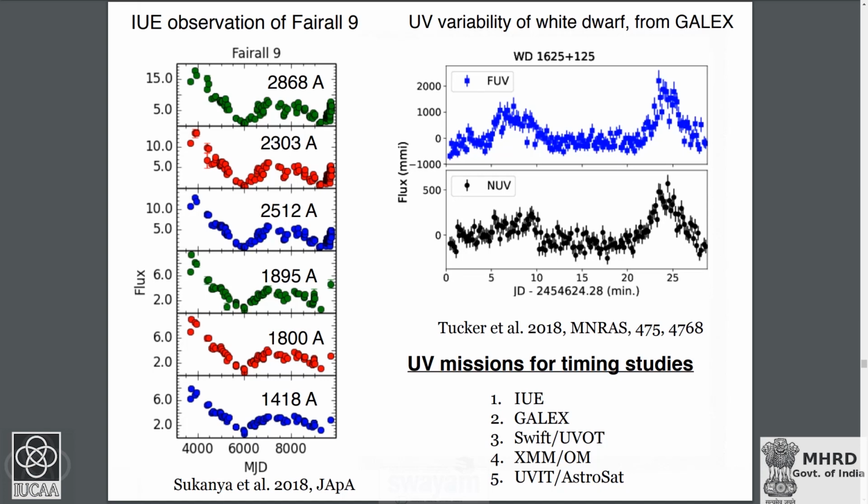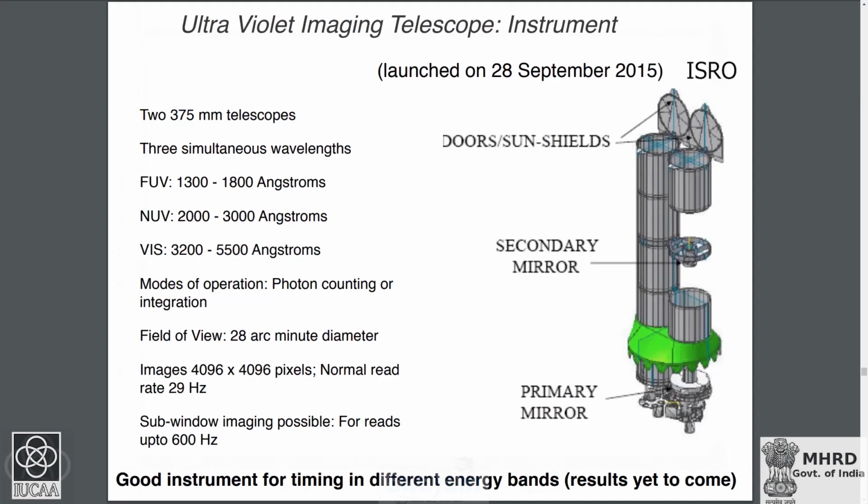The last one which I list is called the Ultraviolet Imaging Telescope onboard AstroSat. AstroSat is the Indian space mission launched by ISRO in September 2015. One of the payloads on board AstroSat is what is called the Ultraviolet Imaging Telescope. This gives enormous ability to observe the UV sources in the sky. I briefly explain about the Ultraviolet Imaging Telescope.